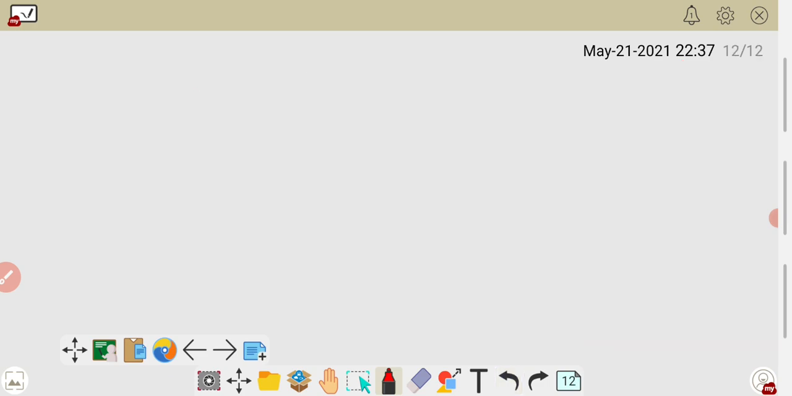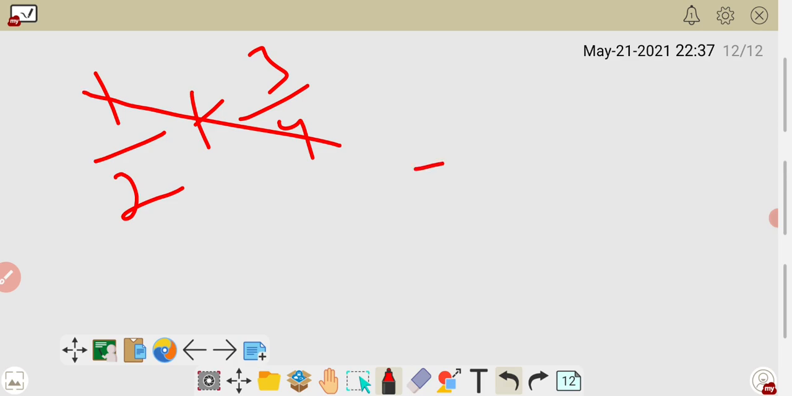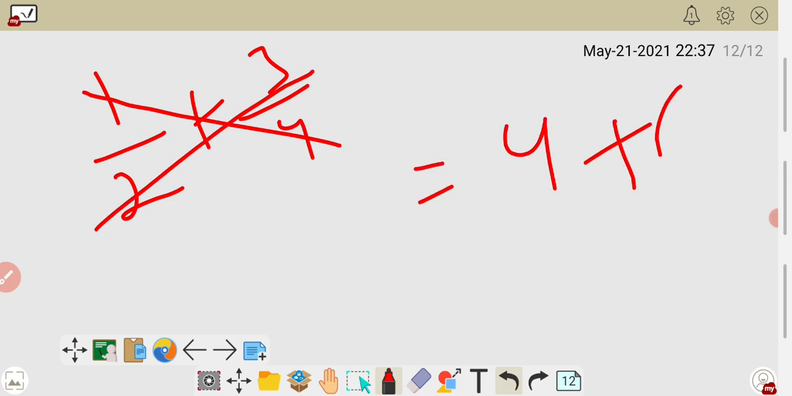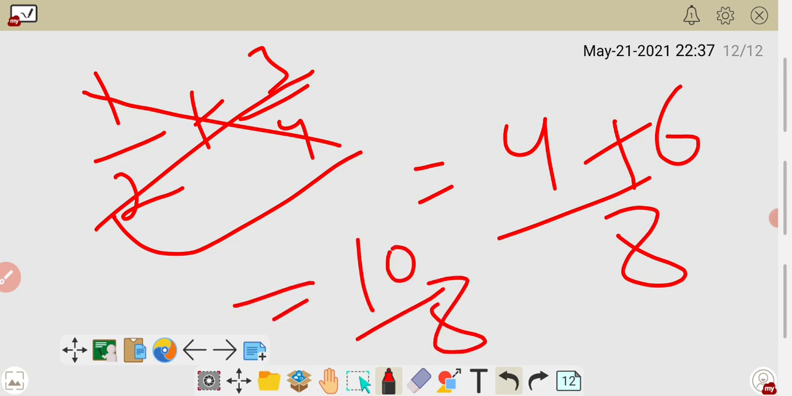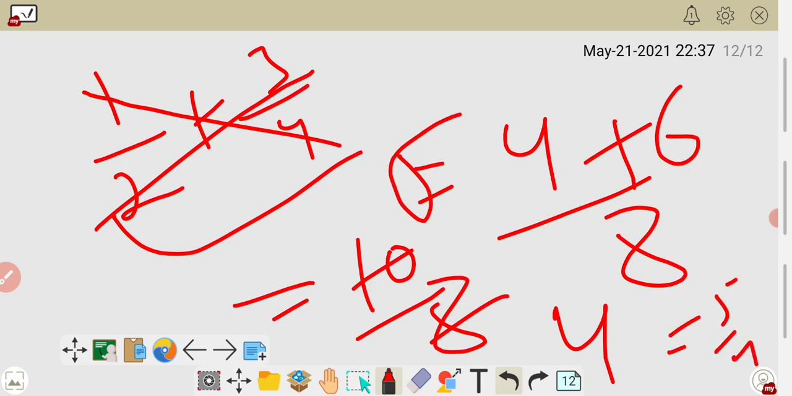Again I am telling you, see here: 1 upon 2, 3 upon 4. How do you solve? 4 1s are 4, 3 2s are 6, and 4 2s are 8. So what do you get here? 10 upon 8 is your answer. Or you can cut by 2: 2 4s are 8, 2 5s are 10. So in the last you get 5 by 4. Both are the correct answer.